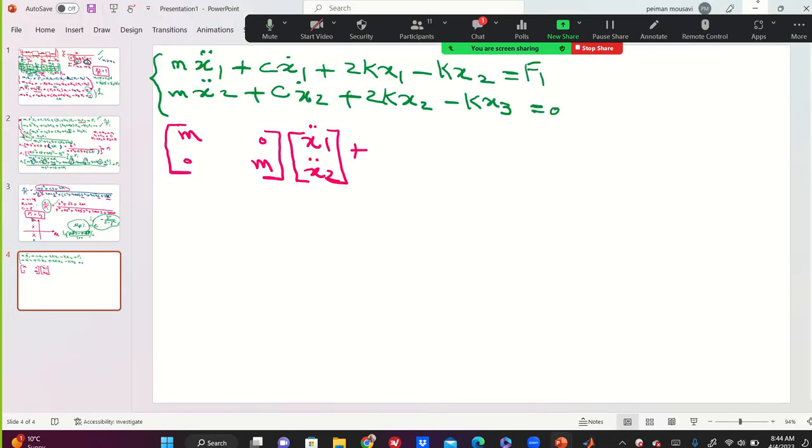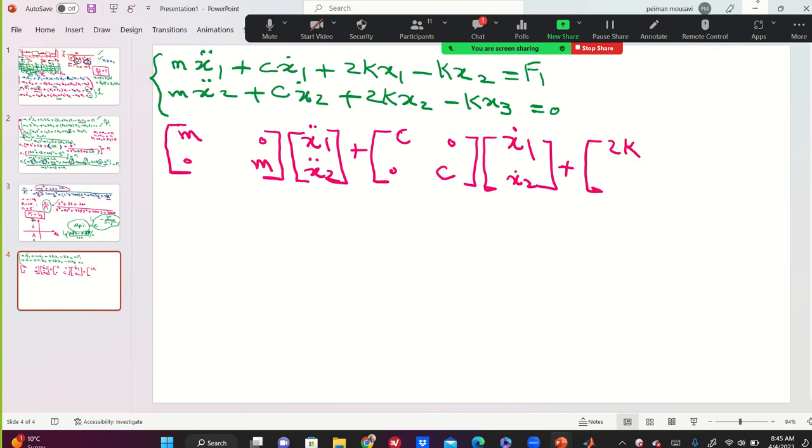So, plus C 0, 0 C times x dot 1, x dot 2, plus 2k minus k, minus k 2k times x1, x2, equals f1, 0.